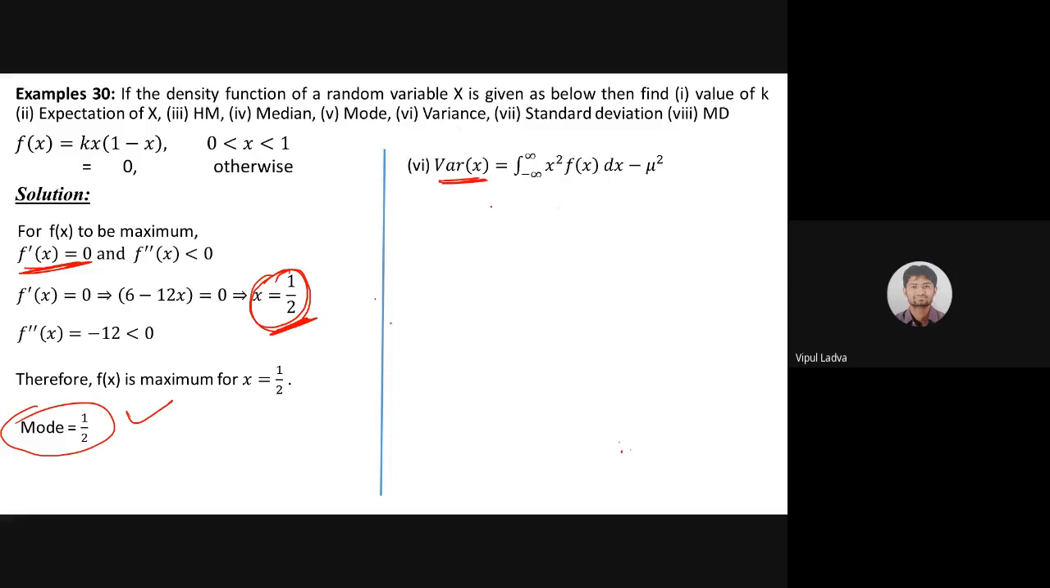Now E of X square in the continuous part, we need to deal with the integration minus infinity to infinity x square f of x dx minus mu. Mu कुछ भी नहीं है, that is just a mean. अब mean हमको पता है, mean is value, तो mean की value हमने identify कर लिया आगे, it was 1/2, तो वो जो भी है यहाँ पे हम replace कर देंगे, it's okay, it's totally fine.